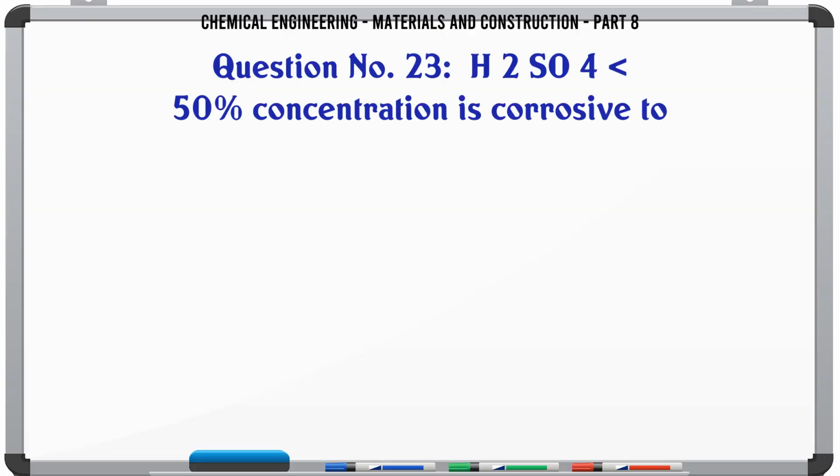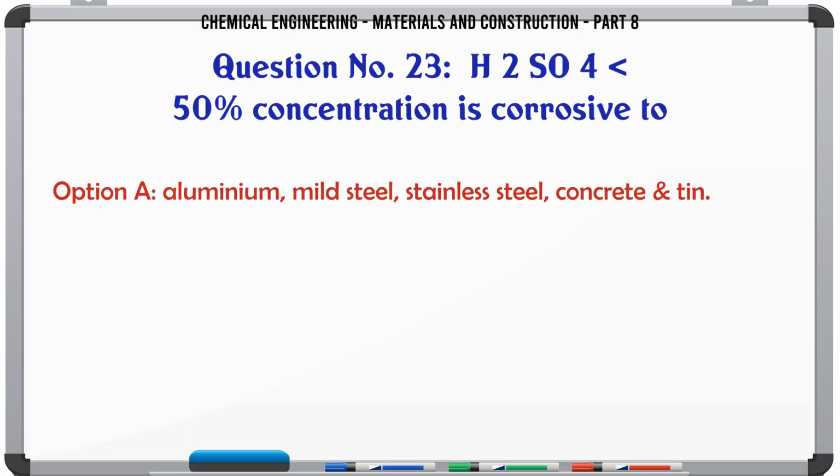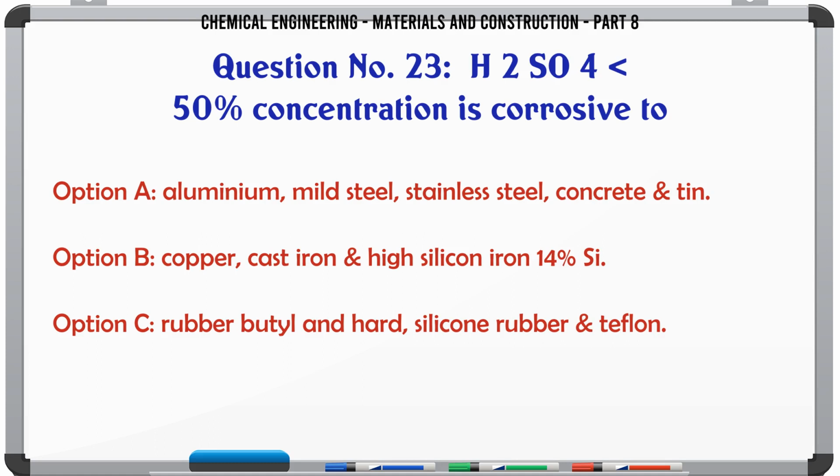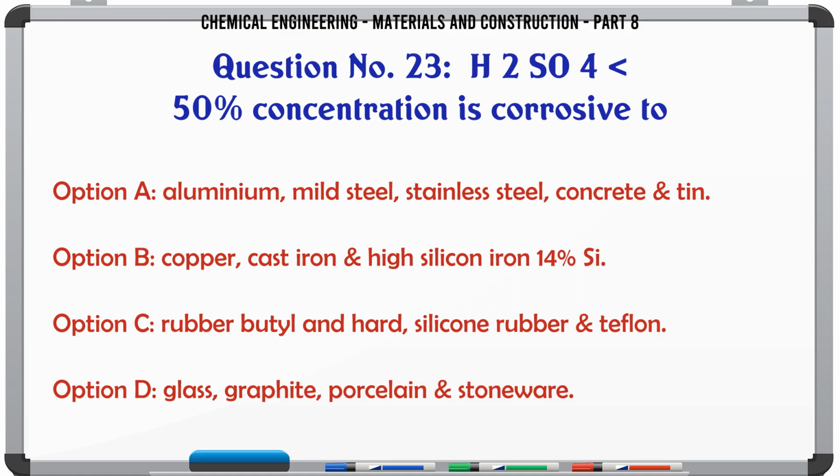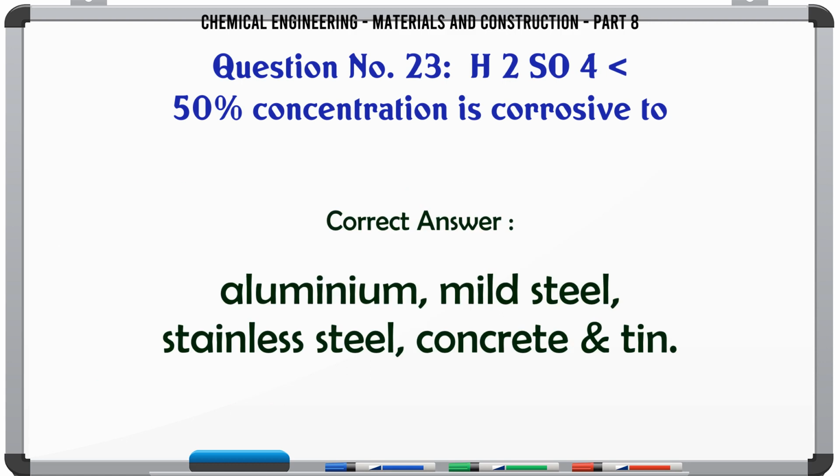H2SO4 of 450 concentration is corrosive to: A. Aluminium, mild steel, stainless steel, concrete, tin. B. Copper, cast iron, high silicon iron 14 Si. C. Rubber, butyl and hard silicone rubber, Teflon. D. Glass, graphite, porcelain, stoneware. The correct answer is aluminium, mild steel, stainless steel, concrete, tin.